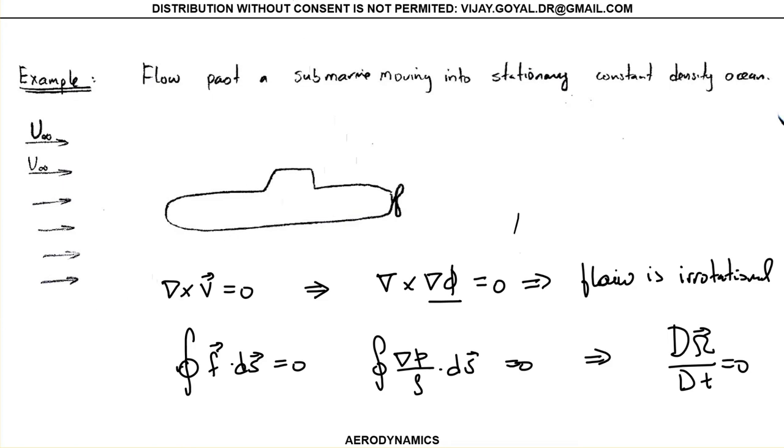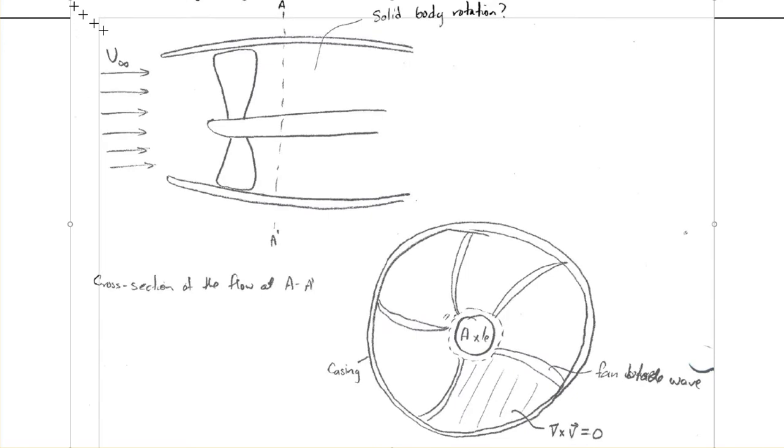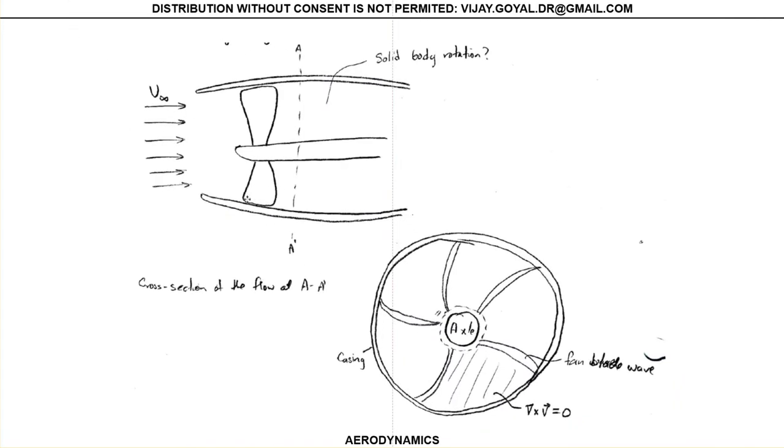Let's consider a second case. Let's consider the case of a fan blade, a jet engine in which you have air that's flowing. So this is aircraft engine flow, or let's call it bypass.